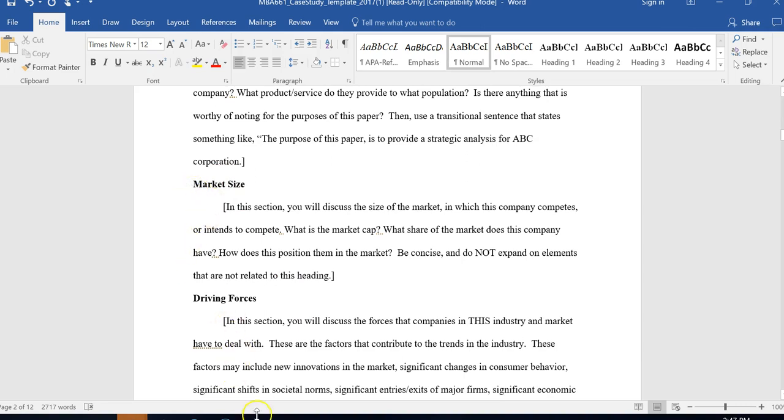This is the intro, so we're still providing some foundation before we dig into these analyses. The second part is the market size. This is explained in the section where you attach your assignment, but let's talk about it here. You're providing some background or foundation so that we can understand where your company sits in the industry in which they operate.